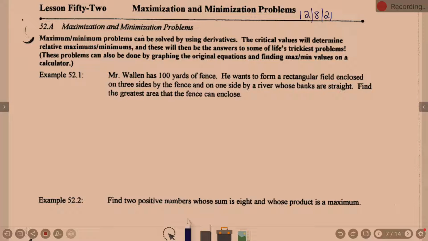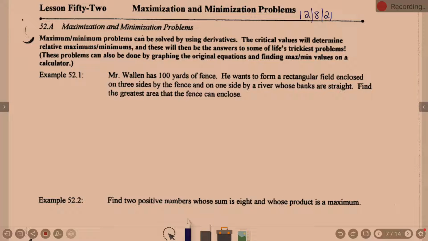So maximum minimum problems can be solved using derivatives. Because here's the deal. If you're trying to find the max or the minimum in a certain situation, a maximum or a minimum can be found by finding your critical points. And your critical points are found with your first derivative, right? So that's what we're looking at here. The critical values will determine relative maximums and minimums, and these will then be the answers to some of life's trickiest problems, as it's stated here.